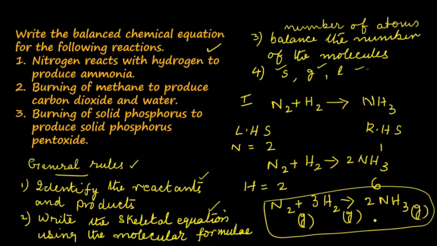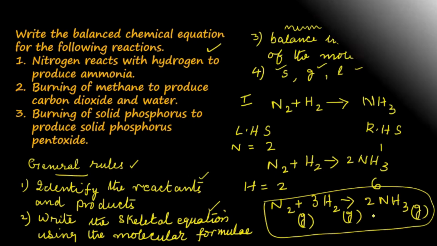We will go one step forward and say that this equation means 1 mole of nitrogen reacts with 3 moles of hydrogen to produce 2 moles of ammonia. We will need this molar concept also while doing stoichiometric problems.